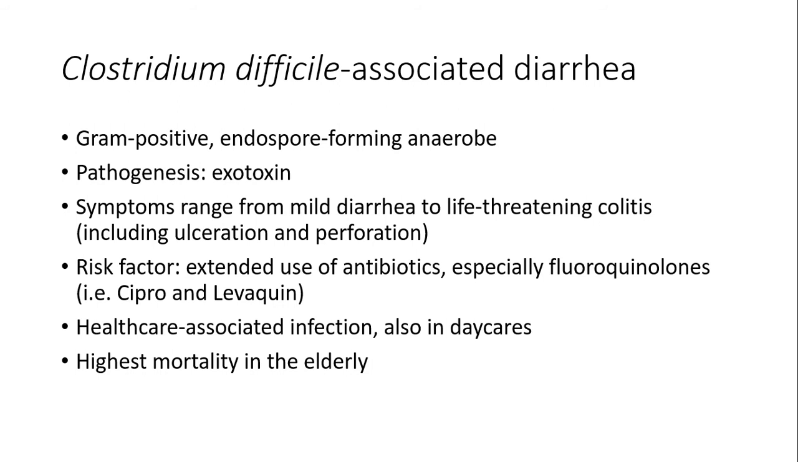So Clostridium difficile associated diarrhea, we've talked about this before. We're going to give it a little bit more depth here. It's a gram-positive endospore-forming anaerobe. Its pathogenesis is mainly driven by the production of an exotoxin. And its symptoms are going to range from like a mild diarrhea to a life-threatening colitis, which can include things like ulceration and perforation of the bowel. Its at-risk populations will be those who have had extended use of antibiotics, especially the fluoroquinolones. That would include things like Cipro and Levaquin. In the clinical environment, those are their trade names.